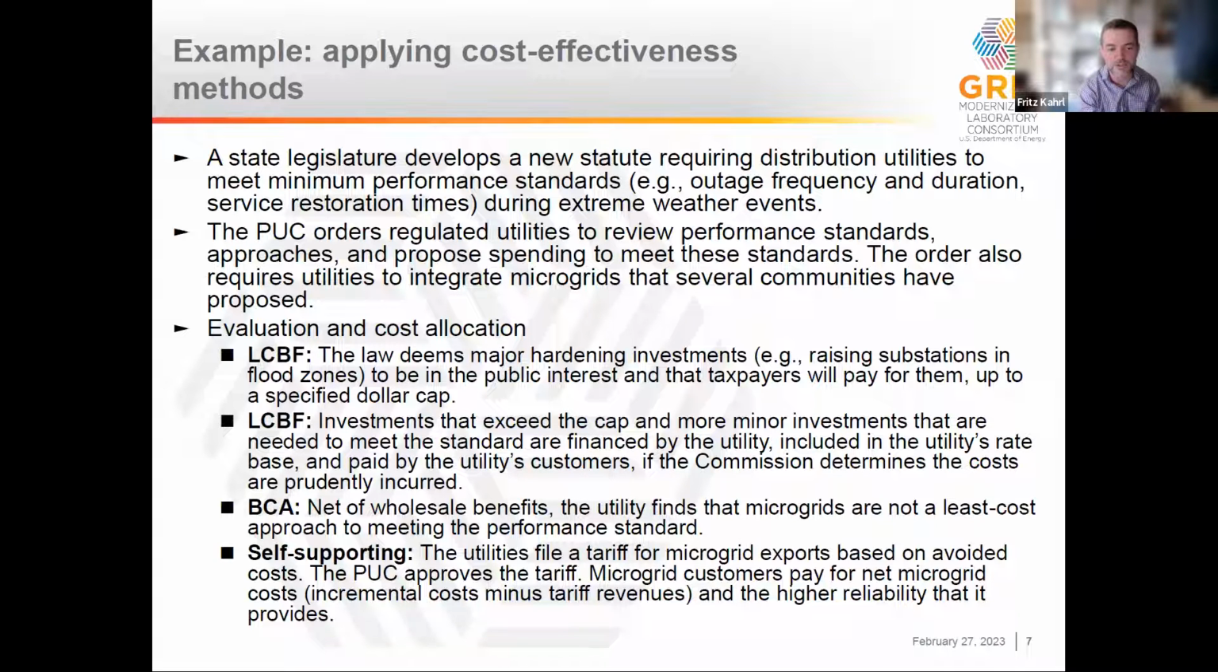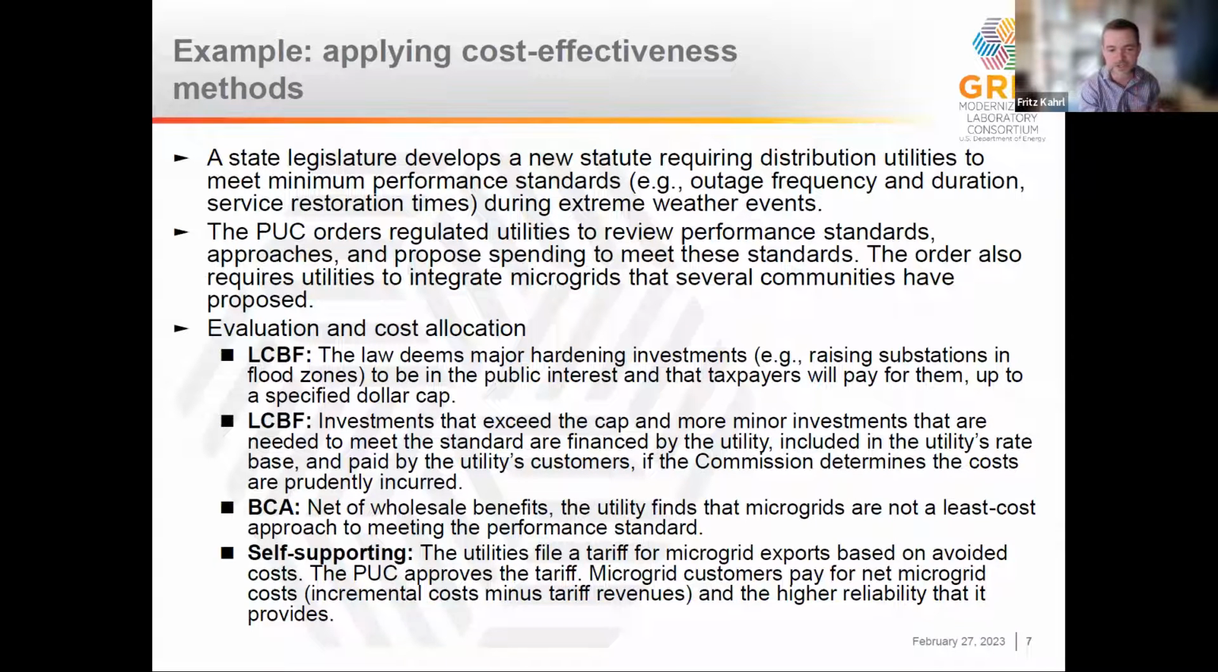This example also illustrates how important it is to have transparent and rigorous utility planning to determine which investments should be used to meet standards, and the extent to which customer choice investments should be paid for by other customers, to the extent to which these types of investments will have net benefits to other customers. So there are also two other essential and often overlooked ingredients in this planning process.